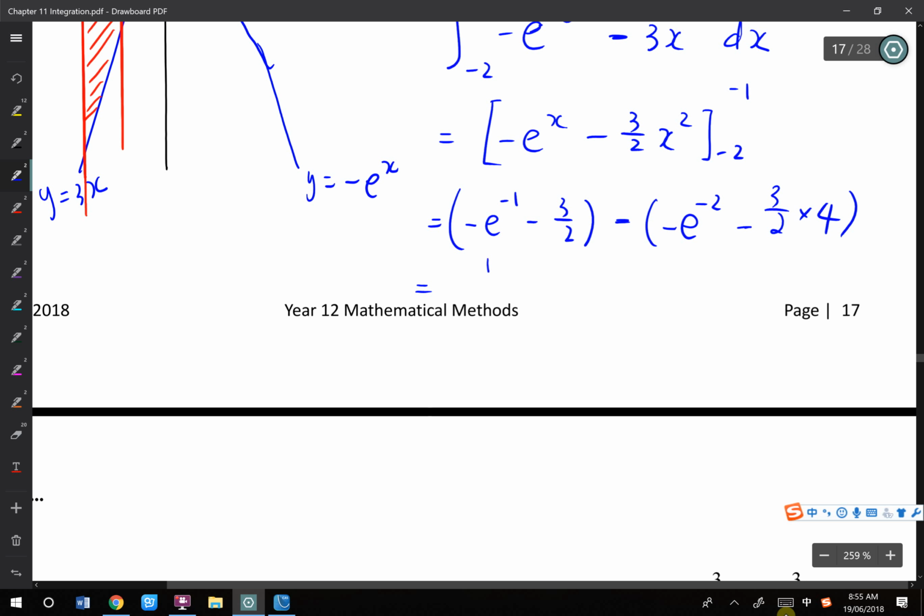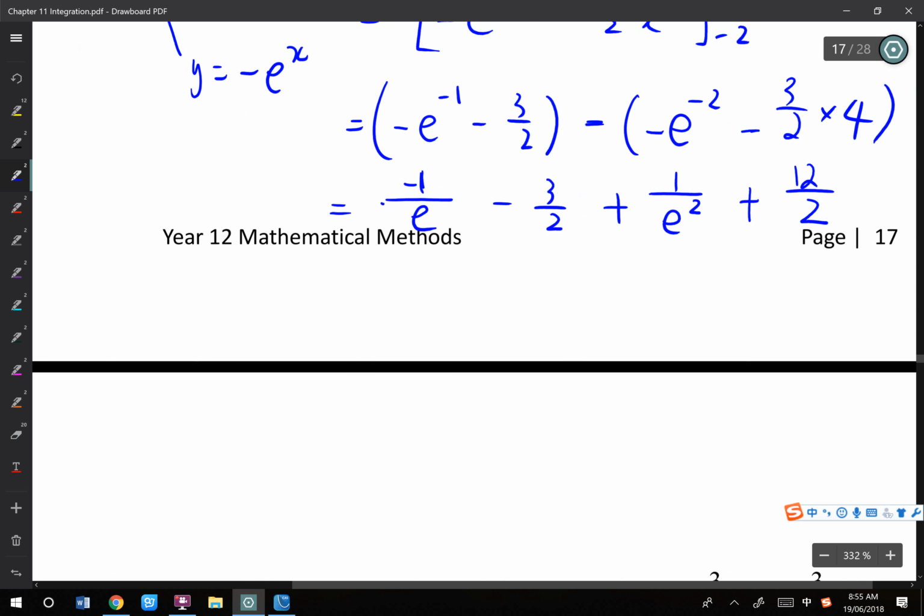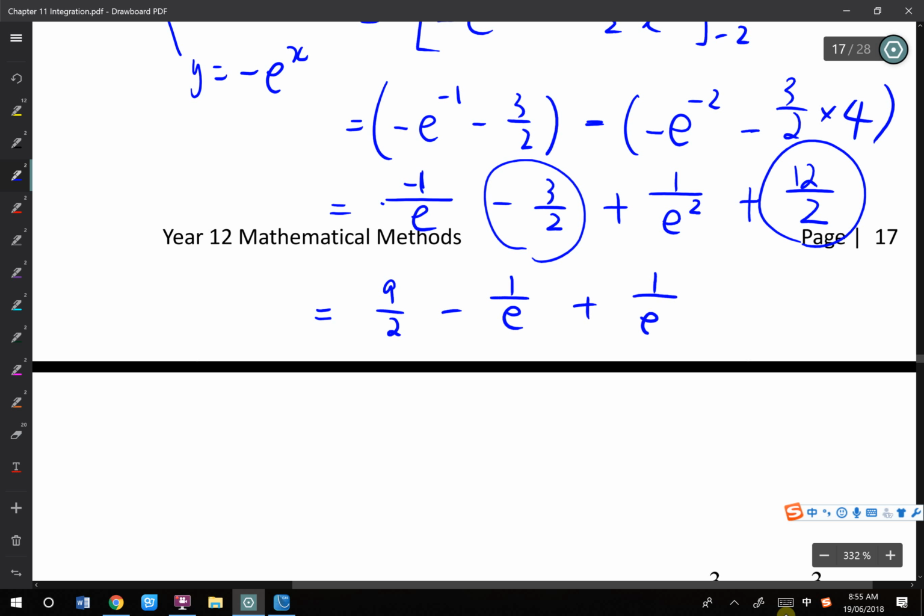I have 1 minus 1 over e minus 3 over 2 plus 1 over e squared, and then we have plus 12 over 2. And I have these two as 9 over 2 minus 1 over e plus 1 over e squared.